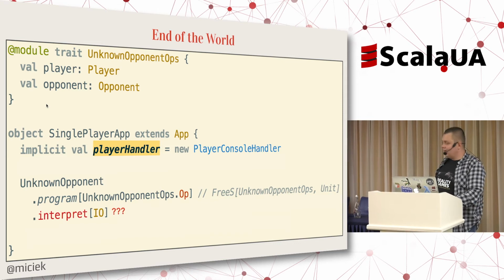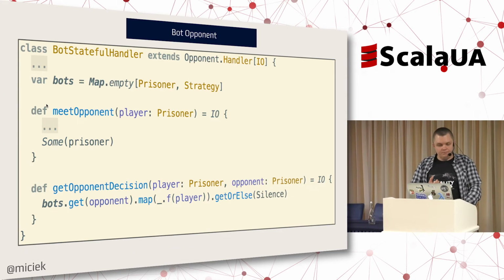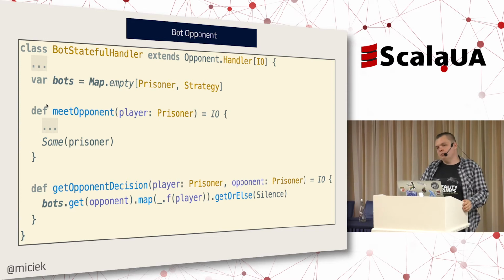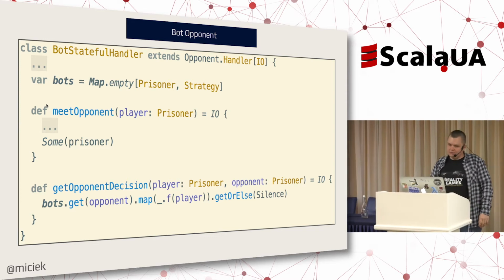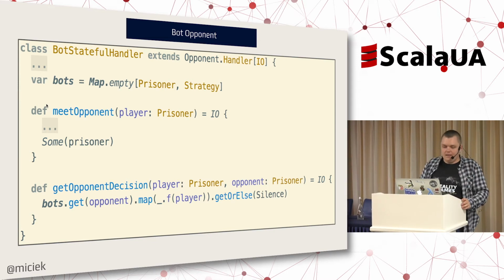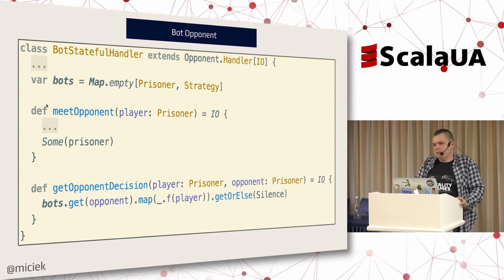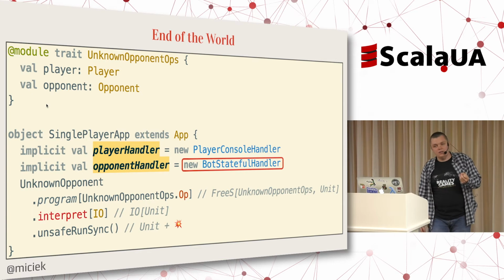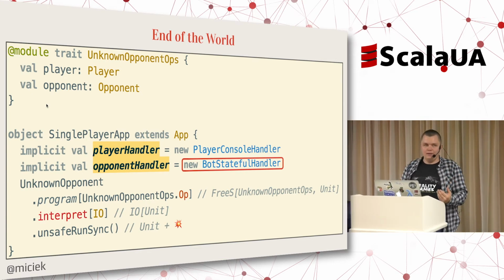So this won't compile, so we will need to create another interpreter. Anytime you see something like that, there is an interpreter missing. We need to create a bot stateful interpreter. I'm using var here to show you that you can use anything in your interpreters if you want to. So there's a var with some kind of strategies for different bots, and meet opponent and get opponent decision are interpreted into IOs, but inside those IOs are, you know, crazy things like vars and things like that. That's possible. Then we can just implicitly define this opponent handler, and this will all compile. We can unsafely run it at the end.